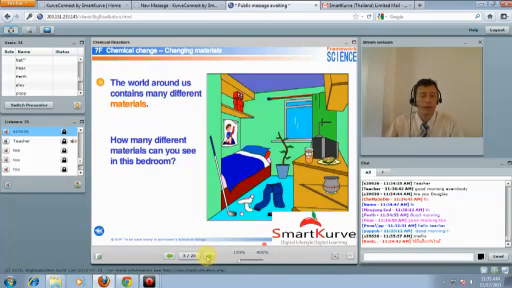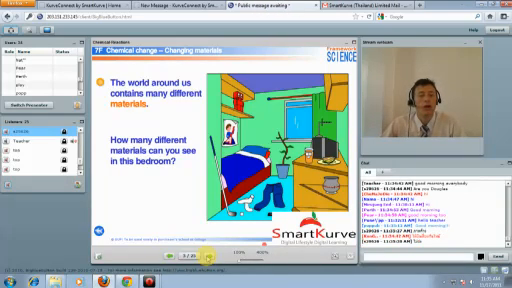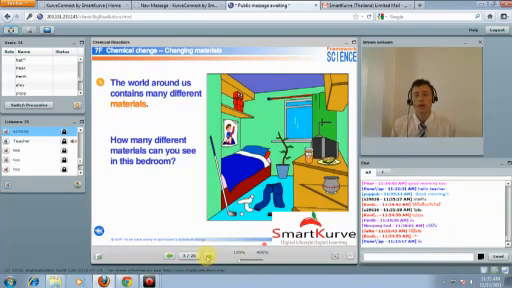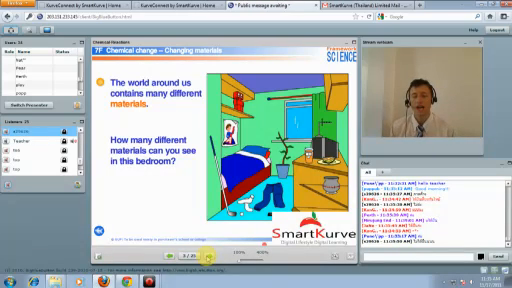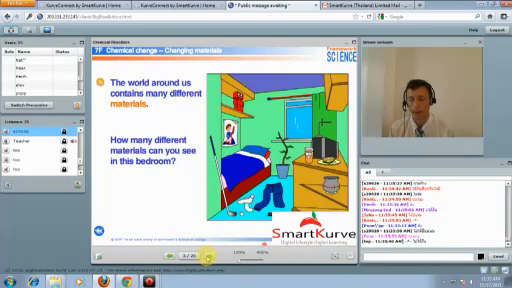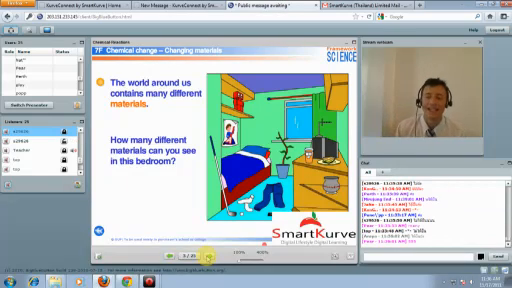We've got a picture of a room. And over on the left, the world around us contains many different materials. How many different materials can you see in this bedroom? Let's look at some of those materials. What about the golf club? What type of material would that be? I want English answers.